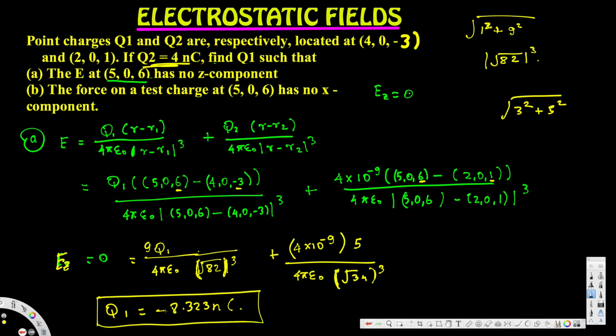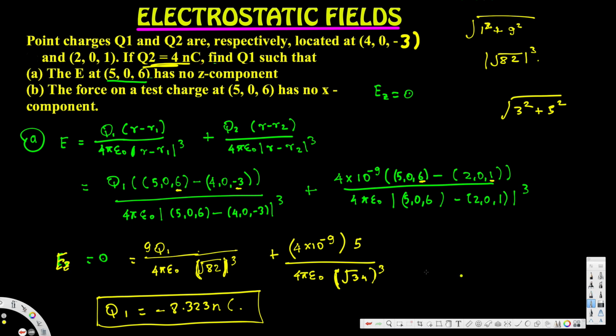Now let's look at the B part. B part is asking for the force on a test charge at 506 that has no x component. Now this is similar to this, right? Here we didn't have a z component, like they said no z component, so we equate Ez equal to 0. Here they are saying we have no x component, so we have to make the x component 0.